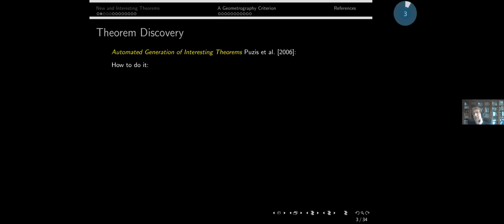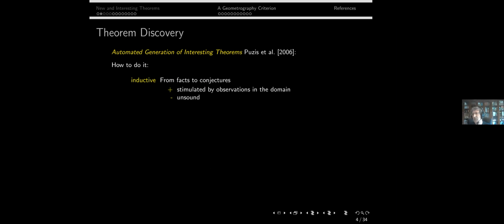And the automated generation of interesting theorems is something that is doable and is being done for quite some time now. I'm referring to a set of bibliographic references. So the first one is Colton and others, 2006, Automated Generation of Interesting Theorems. In this, they identify four ways of generating new problems.